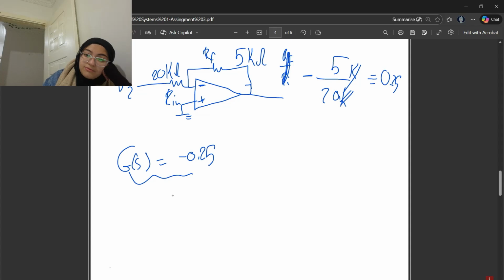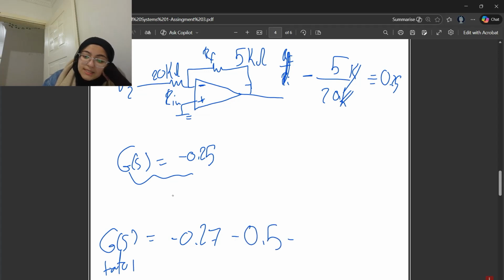Okay, now to find the final transfer function, it will be the total of all the functions together. So, equals the 0, okay, plus the first one, which is also a minus, so minus S over 2 over S. Okay, that's it.